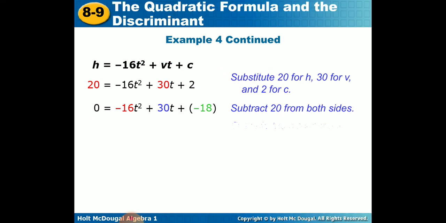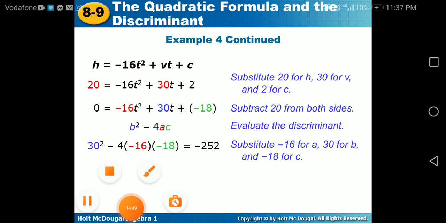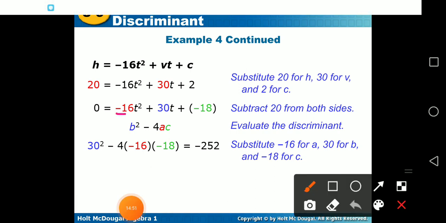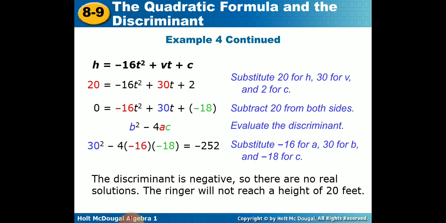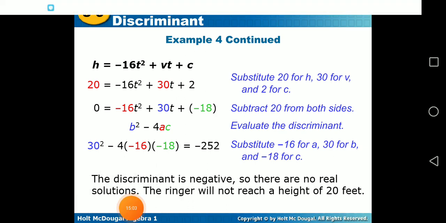After that, I will get a, b, and c. So b here equals 30, so I have 30 squared minus 4 times a and c. A here is negative 16, c is negative 18. By solving all of this, I'll find the answer is negative. This means I have no real solution.